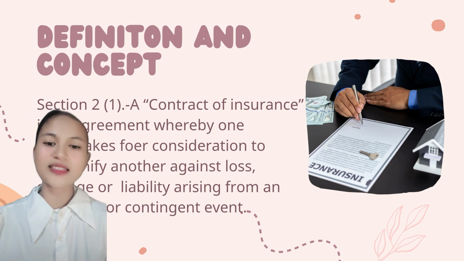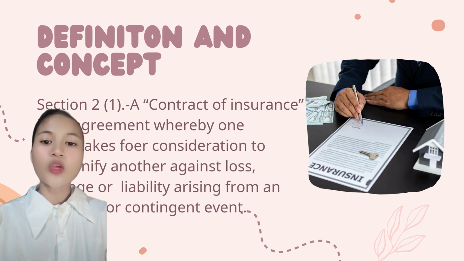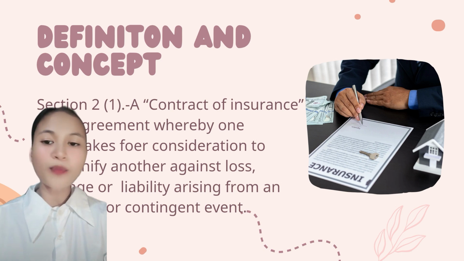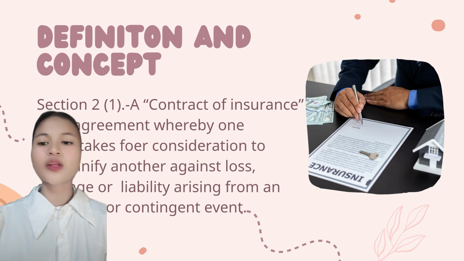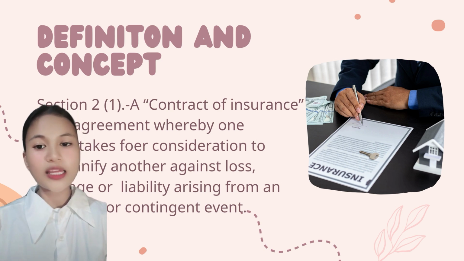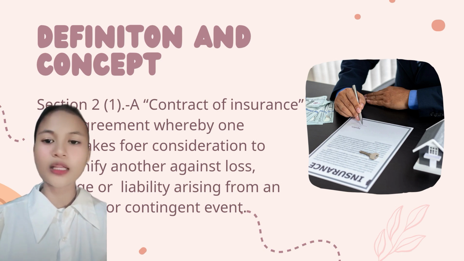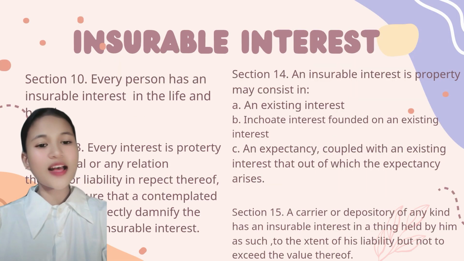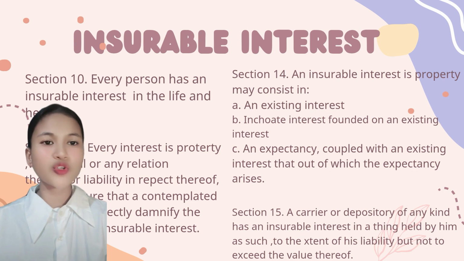An insurance contract is considered a contract of adhesion in which almost all of the provisions have been drafted by only one party, usually the insurance company. The only participation of the other party is the signing of his signature or his accession. In this regard, such contracts are to be construed liberally in favor of the insured and strictly against the insurer in resolving all ambiguities against the latter. And now let's proceed to our next topic, which is the insurable interest.